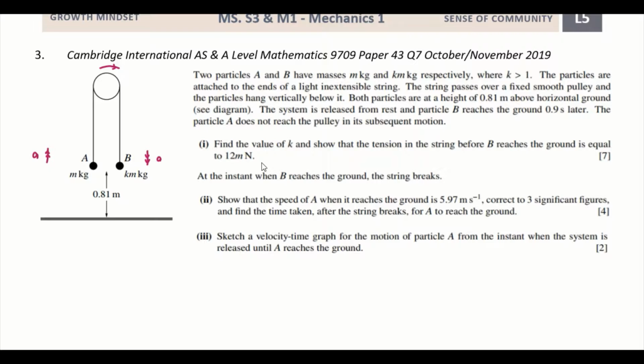You'll realize that in this question, there are much more variables that we need to get. For example, in your mass, you also have one variable, which is the k that we want to find. Then after that, we want to find the tension. In other words, we also need to get the acceleration as well. So there are three variables involved here.